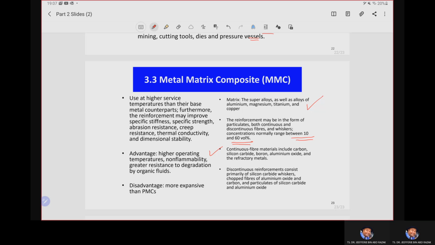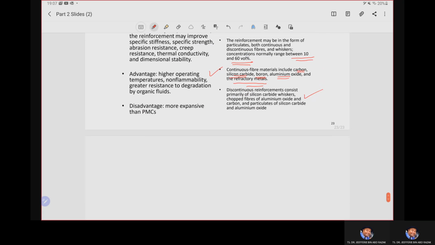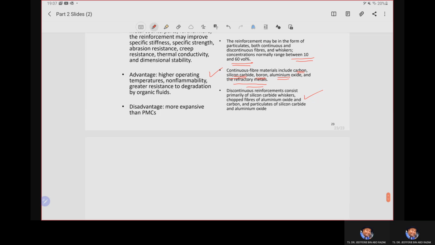Continuous fibers added to MMC are carbon fibers, silicon carbide, boron, aluminium oxide, and refractory metal, the higher temperature metal. While the discontinuous reinforcements are silicon carbide whiskers, chopped fibers of alumina and carbon, and particulates of silicon carbide and aluminium oxide.